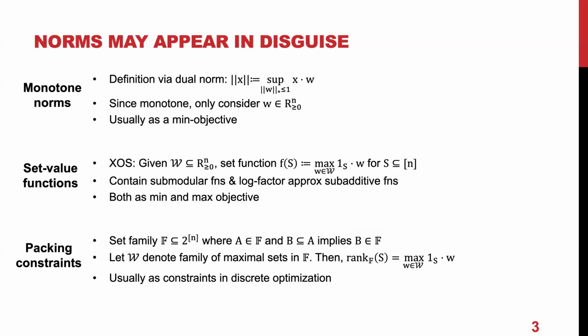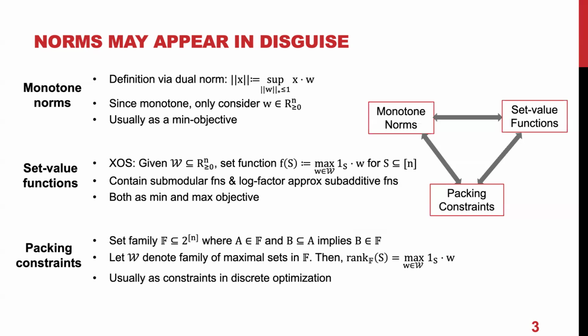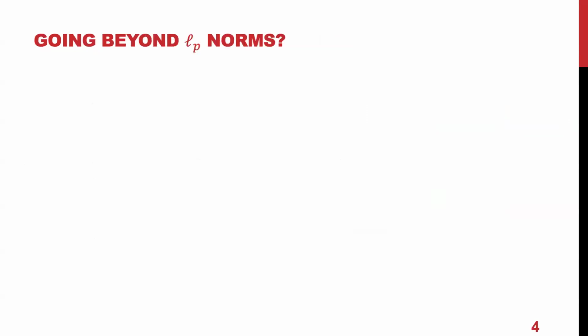If you look at the rank function, or even the weighted rank function of this, that's nothing but a max of linear functions. So what I'm saying is that norms are nothing but max of linear functions, and max of linear functions appear in many, many different forms in different fields: as constraints, as minimization objectives, as maximization objectives, and so on. So all these three objects are very intimately related. And that's another reason why studying general norms is very interesting. Okay, so going back to our original question, the main motivation question is: how do we go about designing good algorithms beyond LP norms?